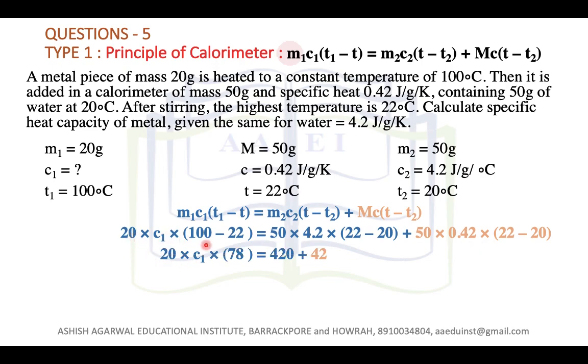So this is 20 C1, and 100 minus 22 gives you 78. Then 50 into 4.2 into 22 minus 20, which is 2, gives 420, and multiplying all the orange parameters gives 42. So on the right hand side, 420 plus 42 gives 462 upon 20 into 78. We get C1 as 0.296, and the unit is the same for all the C: joule per gram per Kelvin, or joule per gram per degree Celsius.